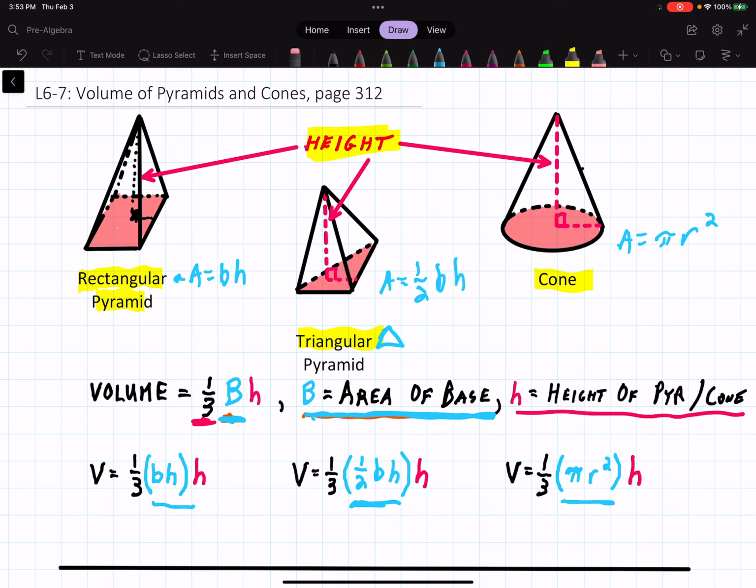When we multiplied each one times the height of our pyramid in the first two cases, of our cone in the third case. So, the only thing that changes is how you calculate the area of your base. You find the shape of the base of your pyramid or cone, and then you calculate its area, and then you plug that into the formula, 1/3 times the area of your base times the height of your pyramid or cone.